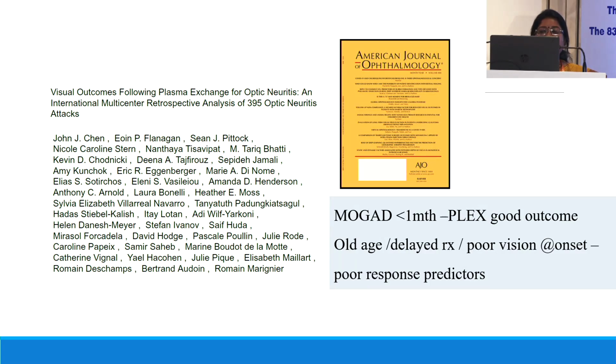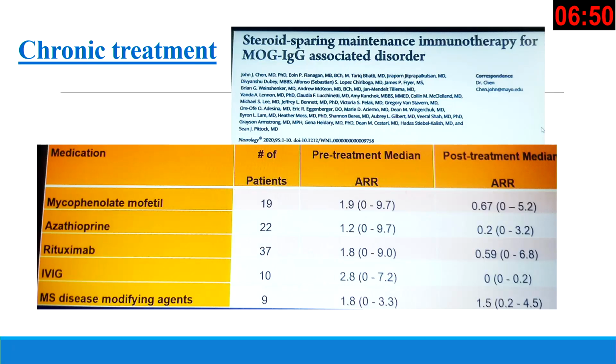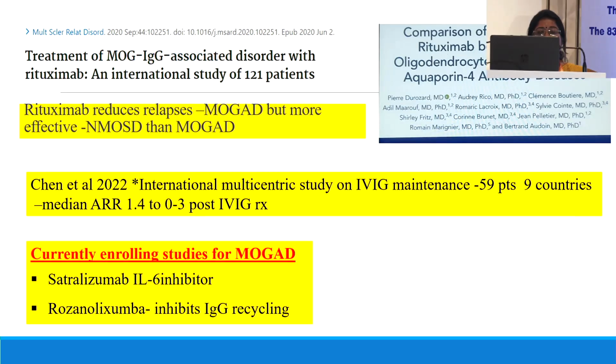And these are other types of immunosuppression involved in MOGED, where IVIG and MyCept had a reduced ARR. And this is another study which compared the use of rituximab in MOGED versus NMO, and they found that rituximab had better control of NMO spectrum disorders rather than MOGED, but IVIG is one option which can also reduce the relapse rate in MOGED.